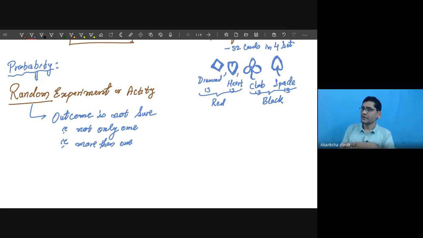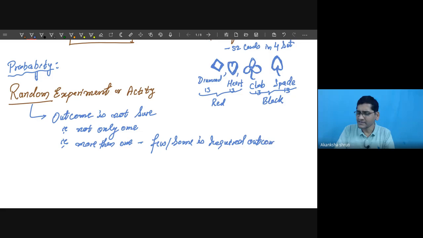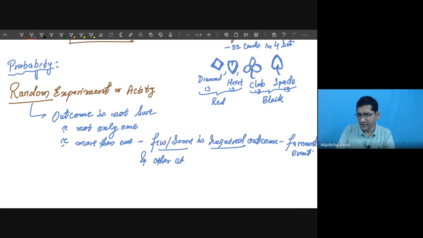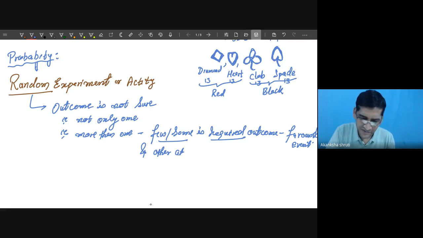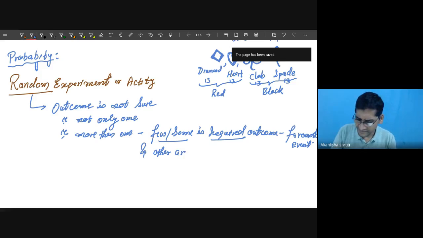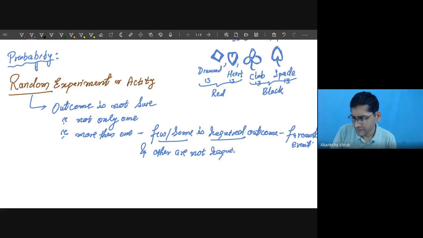In that, a few will be desirable for us and a few may not be desirable. So some outcomes are desirable or required. This required outcome is called a favorable event. Okay, and a few of them are desirable and others are not desirable, or even not required.